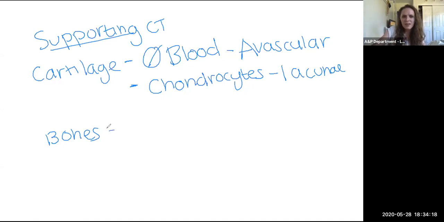Bones, you can think of your bones. What do your bones help you do? Your bones help you move. Your bones keep you upright. Your bones actually store a lot of nutrients. And then your bones also are where your blood is created, which is interesting. Lots of people don't know that.